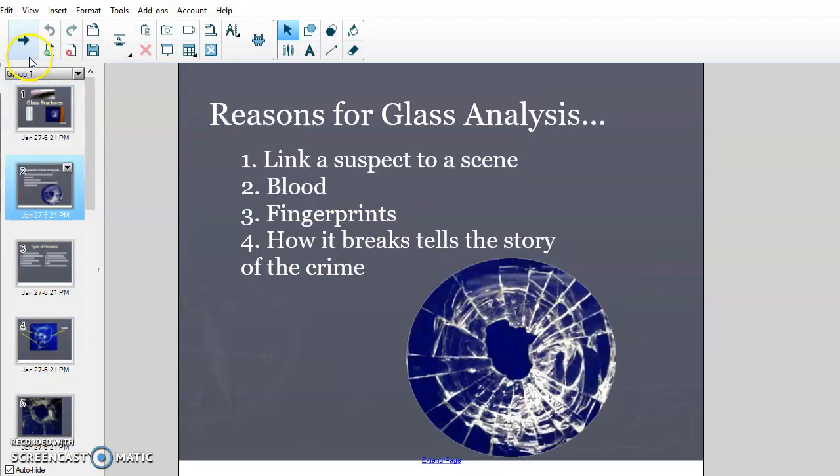Here's a couple of reasons that we analyze glass. The uses of glass: it can link a suspect to a crime scene. A lot of times glass has blood and or fingerprints on it that we can use to pull information about our suspects. And how the glass breaks tells a story of the crime. Was the window broken from the inside or outside of the house? Did this shot or this shot come first in a shooting? So on and so forth. All of these are ways that we can use glass to help us solve crimes.